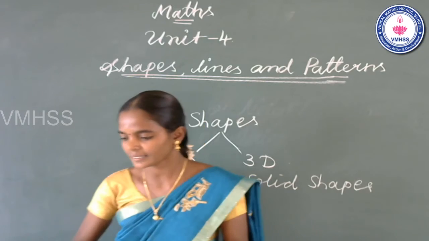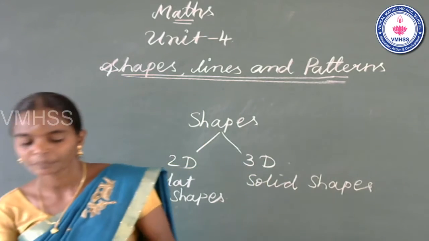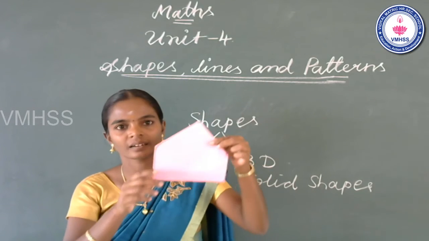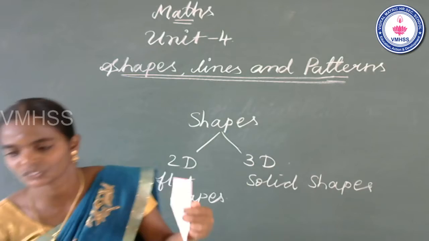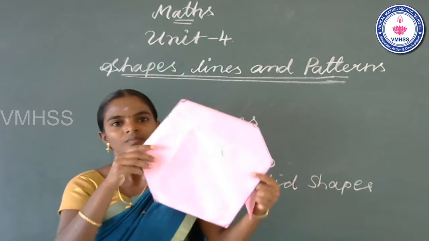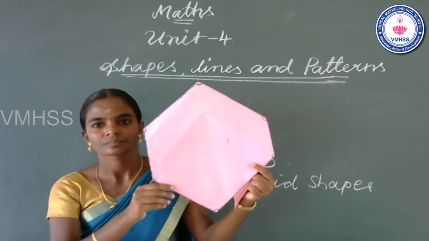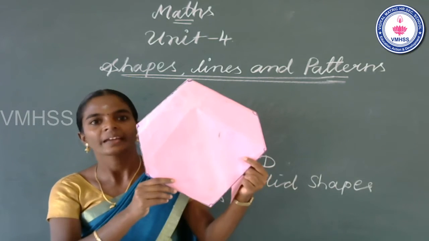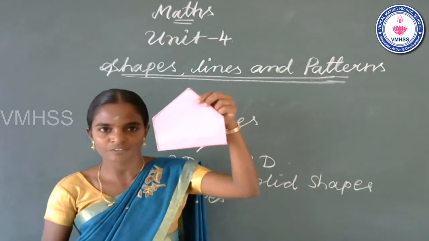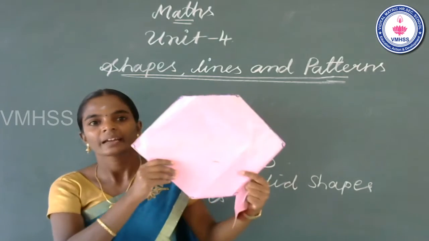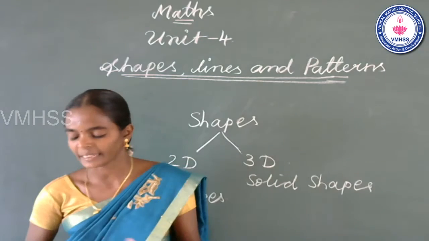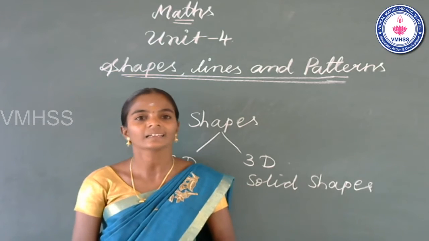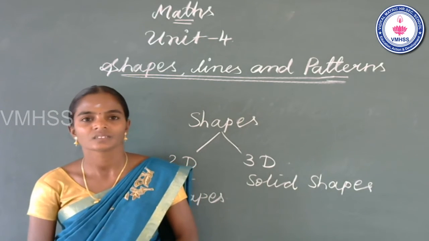Next, students, listen. Next, this shape pentagon. Next, this shape. What is the shape? Can you guess? Hexagon. This shape hexagon. Children, this shape pentagon. This shape hexagon. Next, we see the properties of 2D shapes. Children, listen.